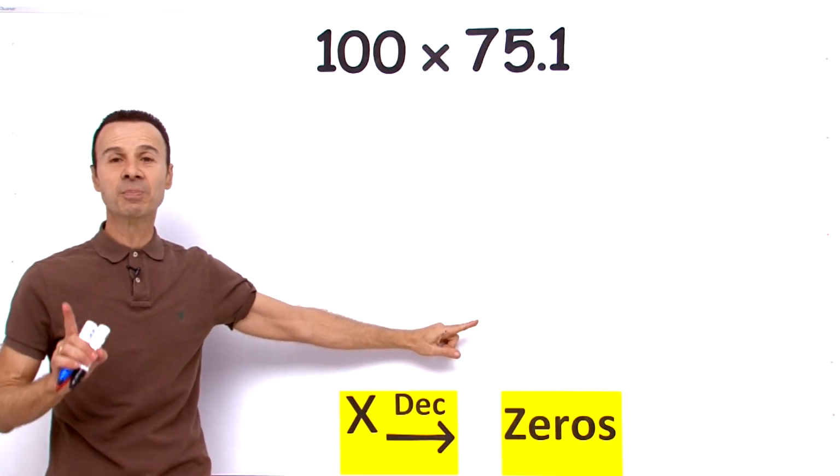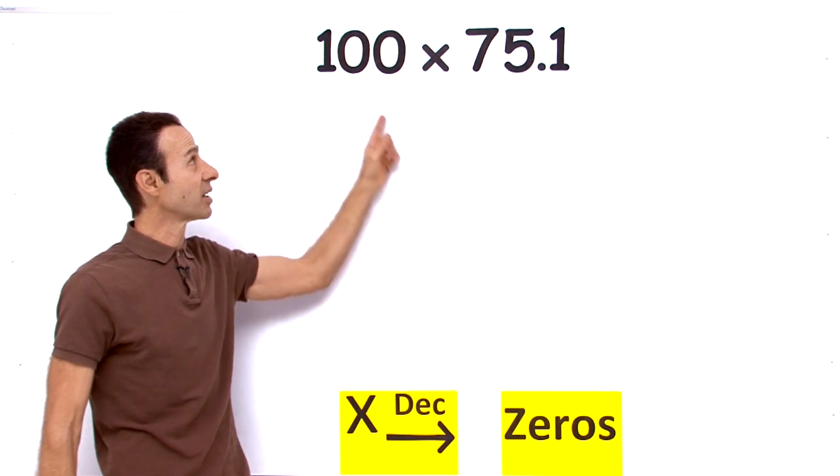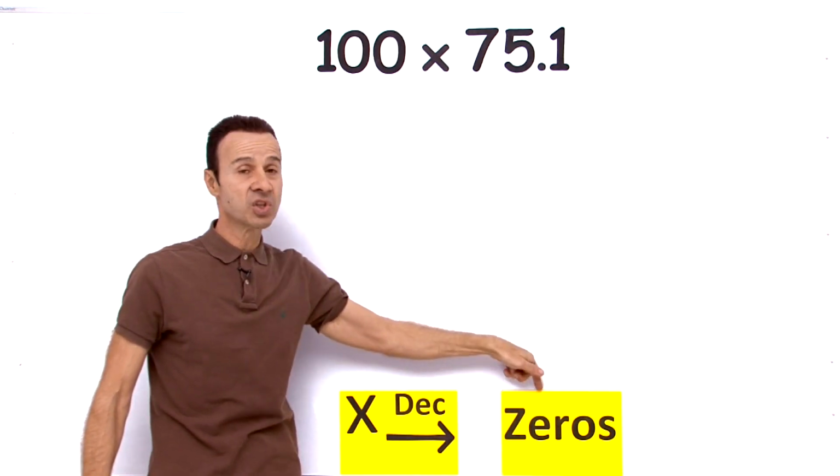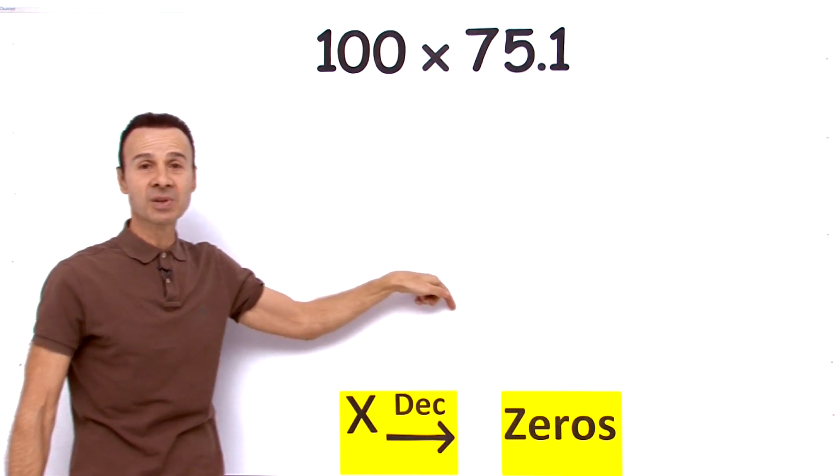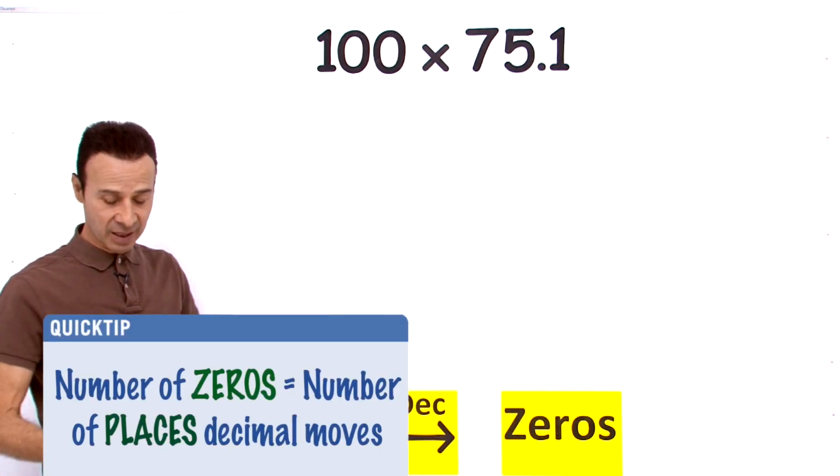Well, that's determined by the number of zeros in the second number. This is the number there, the zeros. How many zeros determines how many decimal places to the right. So let's work it out here.